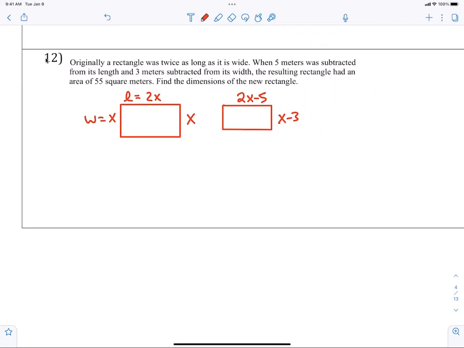The resulting rectangle had an area of 55. So how do I, or what do I write for this?